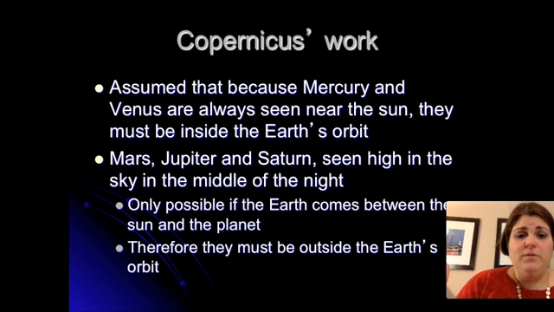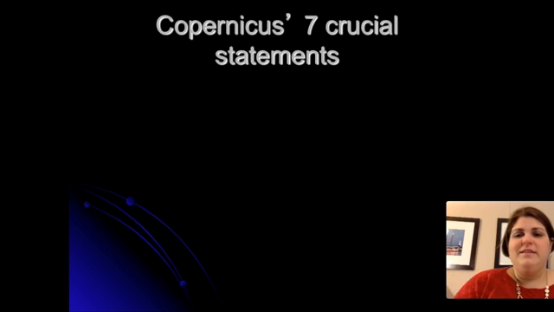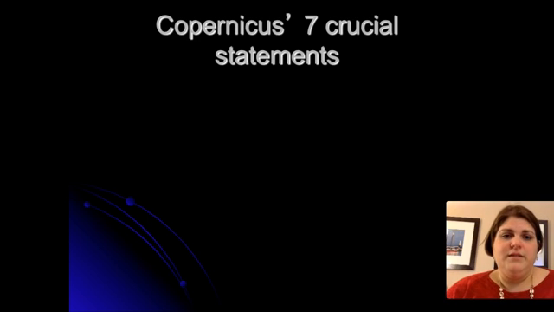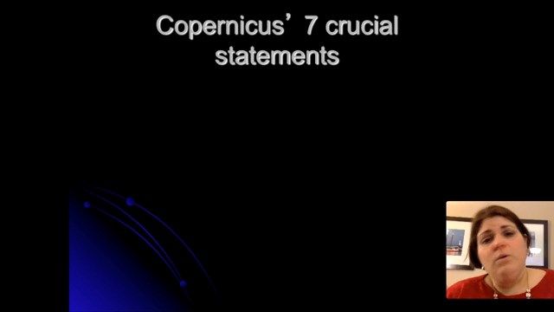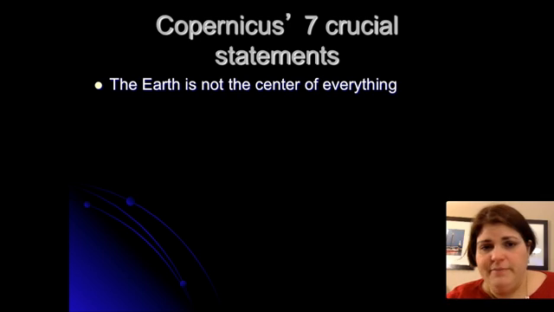He was the first to propose this. He also had 7 crucial statements about heliocentricity. You don't need to know the actual statements word for word. The order is not important, just the general idea of them. So Copernicus said, look, the Earth is not the center of everything.